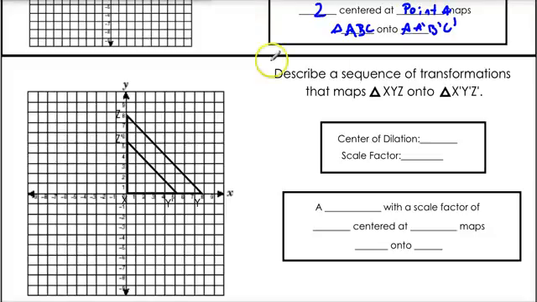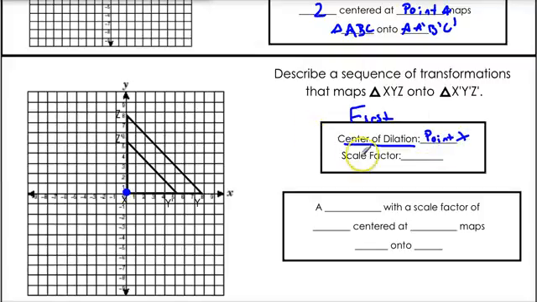The first step is to describe a sequence of transformations that maps x, y, z onto x prime, y prime, z prime. We're going to first have to identify the scale factor and the center of dilation. This is what we do first. All right? Now you remember, to find the center of dilation, it's where an angle is the same for both of them. Now if you look, z prime and z are in different places, y prime and y are in different places, but x is in the same place. So that is our center of dilation, point x.